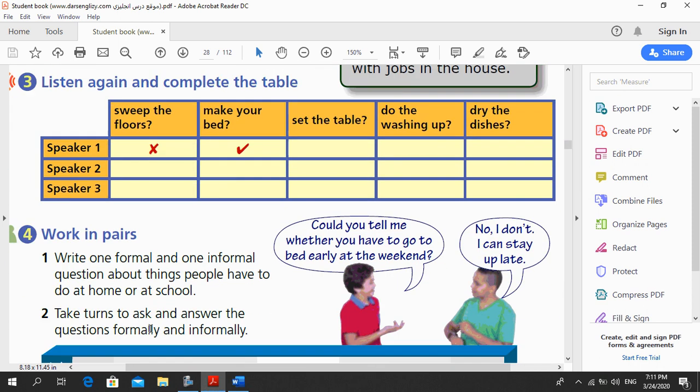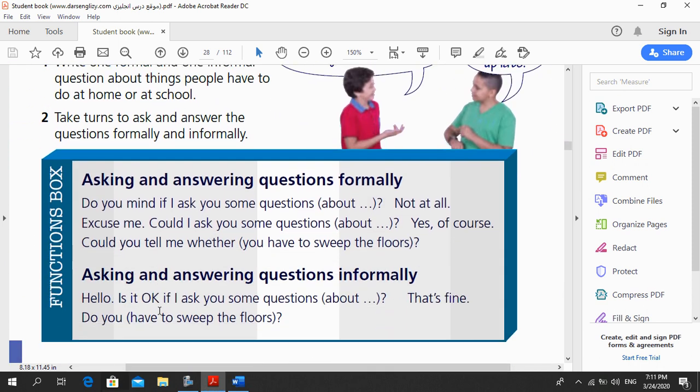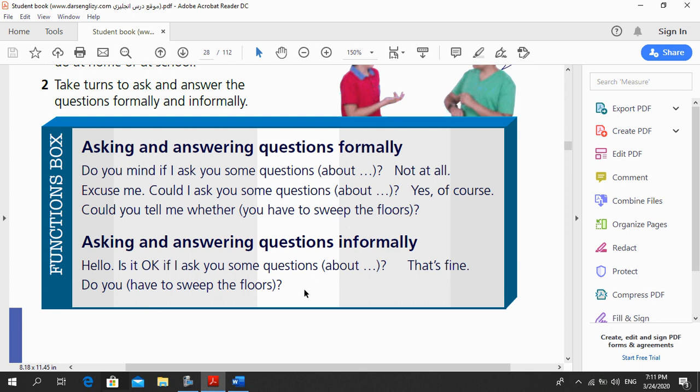Don't forget to study this gray box. It informs you on how to ask questions in a formal and in an informal way. Formal way means you're talking to your boss, your teacher, maybe the school principal, the school headmaster. So you have to speak in a formal way. So when you ask a question, you're going to say, do you mind if I ask you some question? Could I ask you some question? We use polite expressions. Do you mind or could?